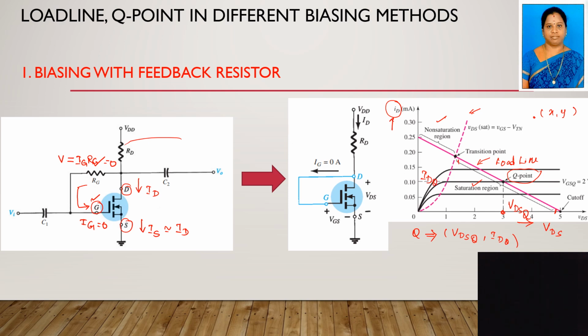What is meant by the Q point: whenever we apply the DC voltage in order to make it operate in the saturation region, the VDS as well as the ID current will be established in the circuit. That current and voltage are called the Q point values. Q means quiescent point, also called the idle point, or the bias point.